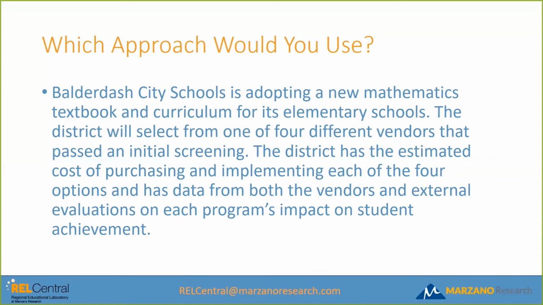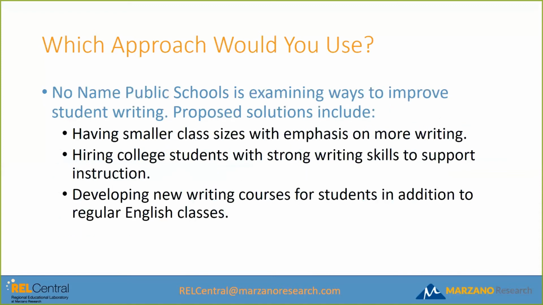All right, we have one last hypothetical, and then we'll move on. In no-name public schools, they are examining ways to improve student writing, and they're looking at 3 different potential solutions. The first one is to reduce class sizes with an emphasis on more writing. So smaller class sizes, more one-on-one time with the teacher, more emphasis on writing. The second is to hire college students with strong writing skills to support instruction, presumably as one-on-one or small group tutors to work with students on writing.